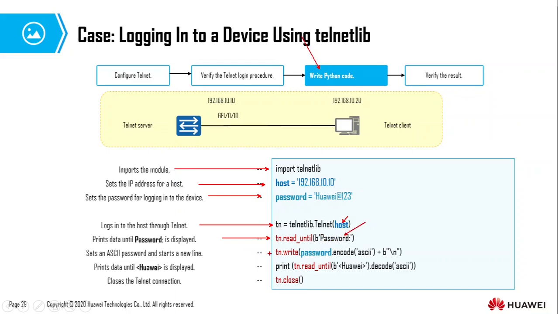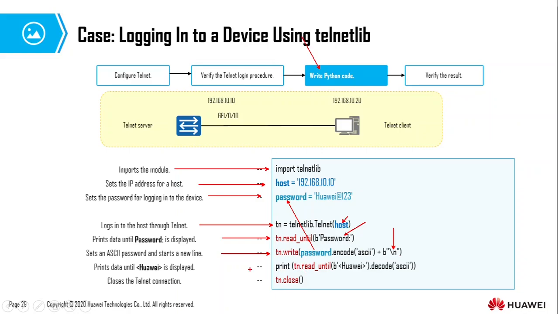Then after that, we write the password. How do we write the password? We use tn.write, then we give it the variable password .encode ASCII. So we want it to be sent as ASCII, as English characters. Then after it has been sent, we want to press enter. How do we press enter using the code? We use the newline escape sequence, \n. So it's going to press enter after entering the password.